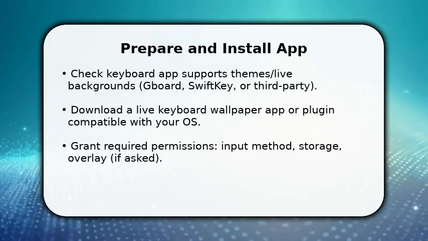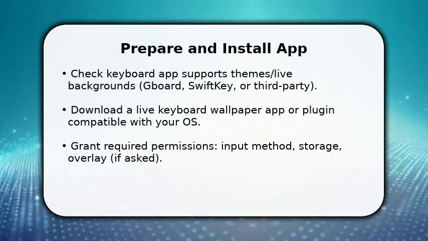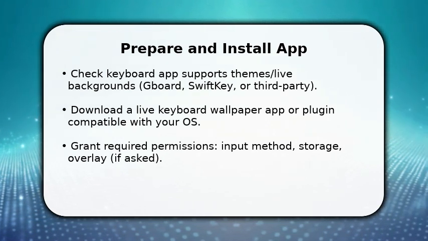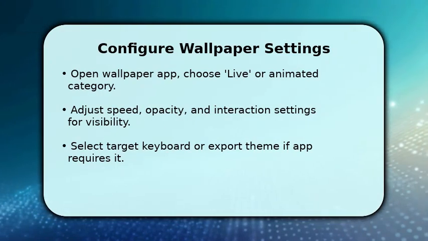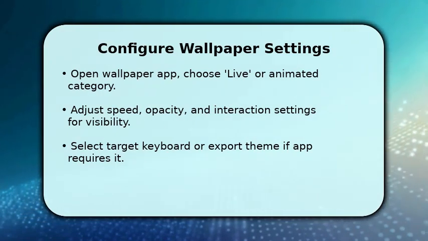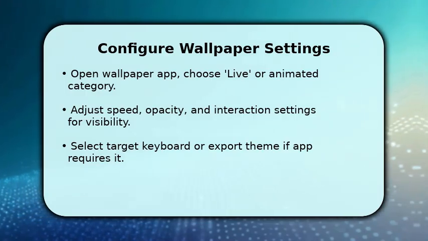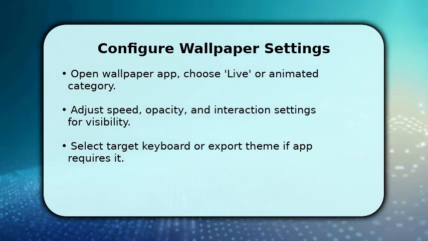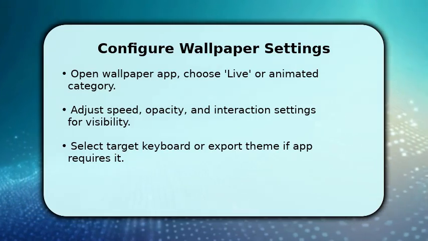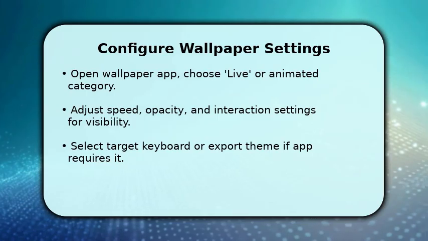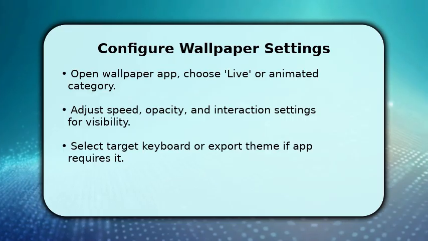Once done, switch your default keyboard to the target app so you can immediately test the live wallpaper during the setup steps that follow. Open the live wallpaper app and pick a live animation or import your GIF/video. Choose the one sized for keyboards or crop to 16:9 if needed. Next, adjust opacity so keys stay readable and lower animation speed to save battery. Use interaction settings to disable touch effects behind keys if it causes input lag.